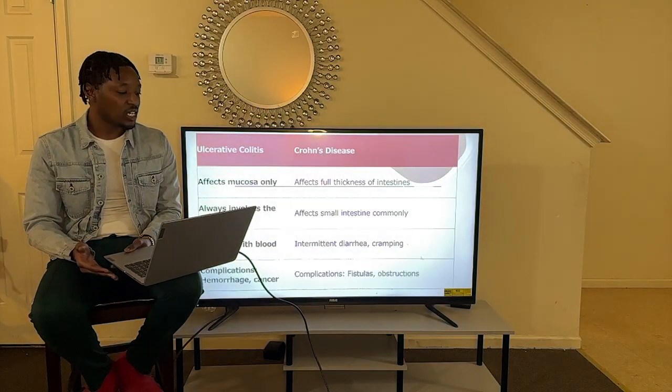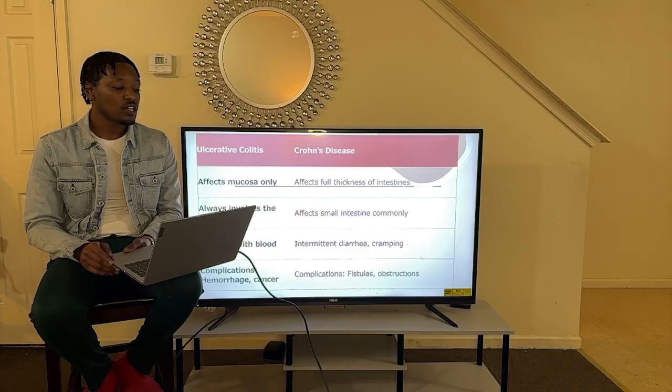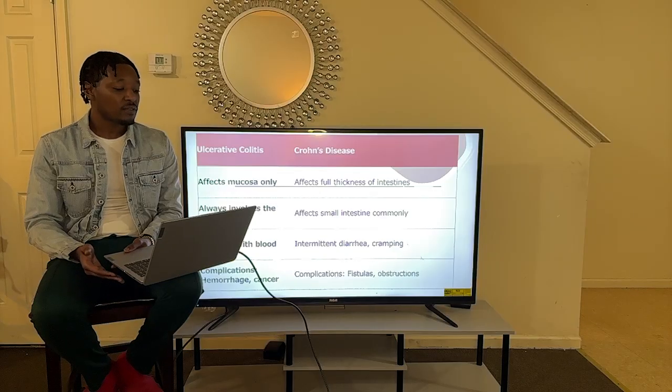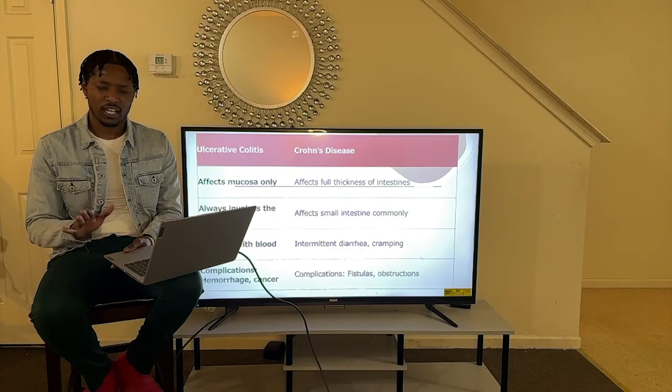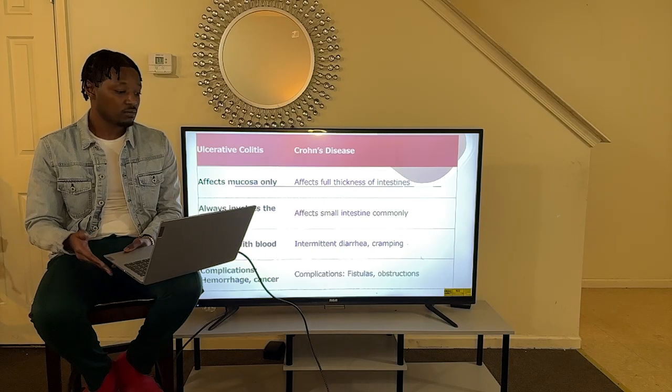These are pretty much some of the main differences between ulcerative colitis and Crohn's disease. So with UC, the mucosa is the only part affected. With Crohn's disease, you have full thickness involvement in the intestine, which is usually the small intestine. For UC, it always involves the rectum. And like I said, for Crohn's disease, it's mostly the small intestine. For UC, diarrhea with blood. For Crohn's disease, intermittent diarrhea with cramping, no blood. Some complications include hemorrhage and cancer for UC.